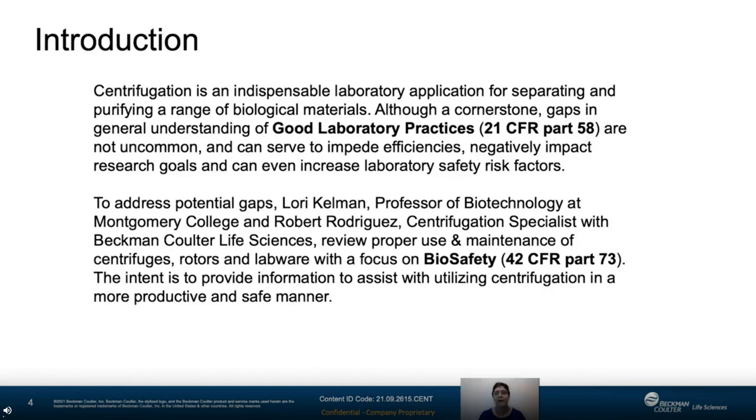Lori? Hi, I'm Lori Kelman, a professor of biotechnology at the Germantown campus of Montgomery College in Maryland. We prepare people for jobs in the local biotech industry by providing hands-on training in cell culture, protein, DNA and RNA methods, as well as introducing students to the basics of GLP and cGMP in our biomanufacturing suite. And I am Bob Rodriguez with Beckman Coulter Life Sciences, a sales specialist on a variety of products, including centrifugation.